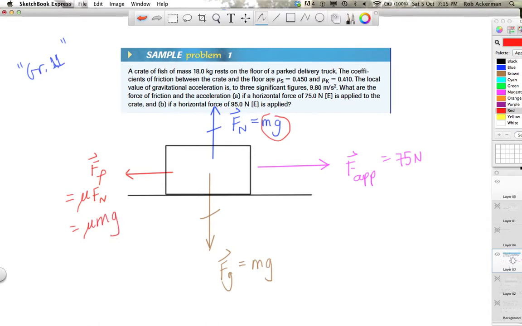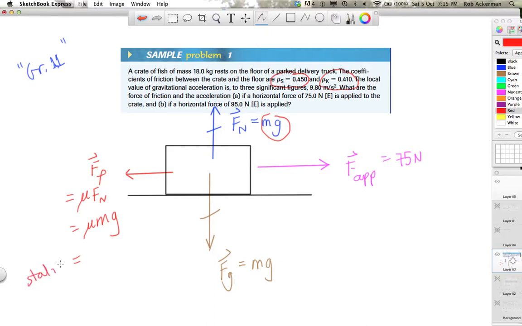The mu value, it says mu_s is 0.45, mu_k is 0.41. Okay, that makes sense. Usually mu_k is less than mu_s, but which one do I use here? Well, let's start looking at the force that's being applied. The applied force is 75 newtons. And if you take a look at the static friction force, the force that prevents slipping when the object is at rest, let's just calculate what that is.